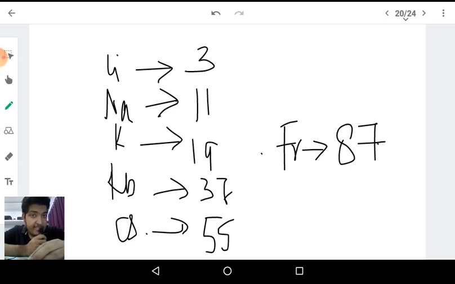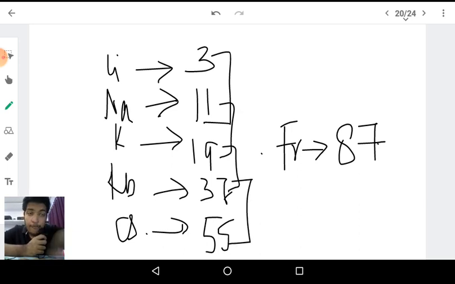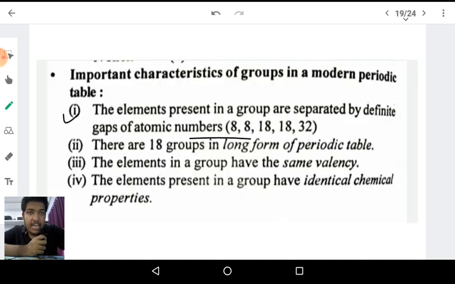The first element and the second element have a difference of 8. The second and third elements have a difference of 8. The third and fourth have a difference of 18. The fourth and fifth have a difference of 18. And the fifth and sixth have a difference of 32 in their atomic numbers. So that was the first important characteristic.